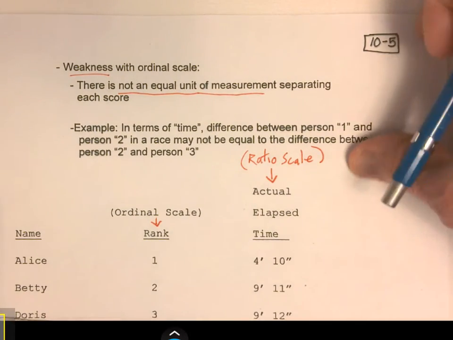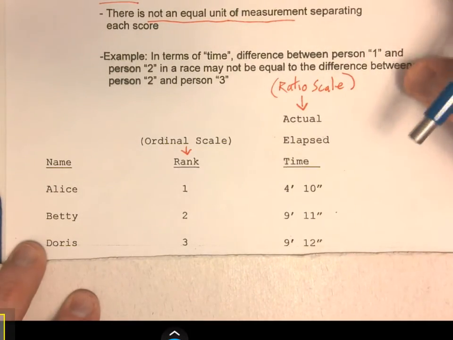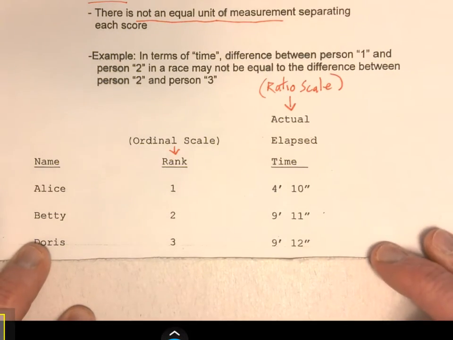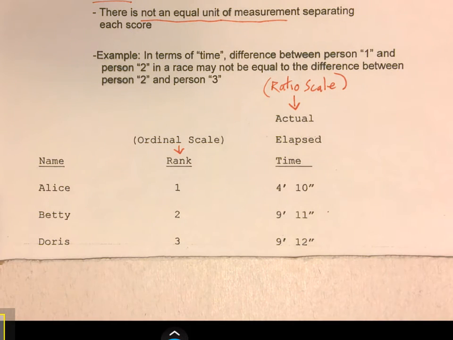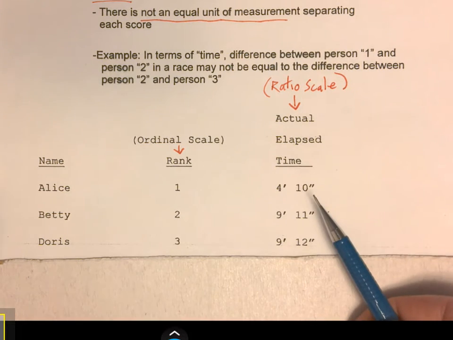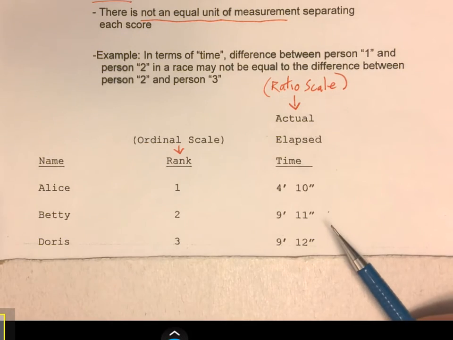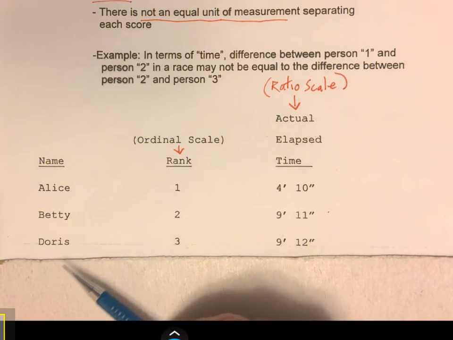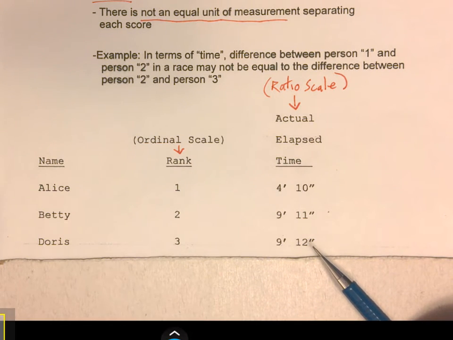What are you talking about? Let's move this up a little bit higher on the screen. Imagine you have a bunch of women marathoners completing a marathon race. You've measured how long it took them to complete the race in hours and minutes. Alice did well. She completed the race in 4 hours and 10 minutes. Betty came in much later. It took her 9 hours and 11 minutes. Doris came in just a little bit later than Betty. It took her 9 hours and 12 minutes.